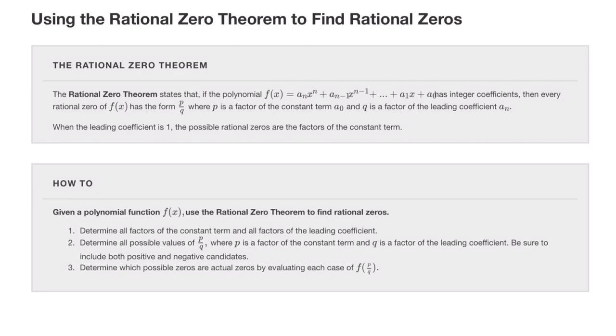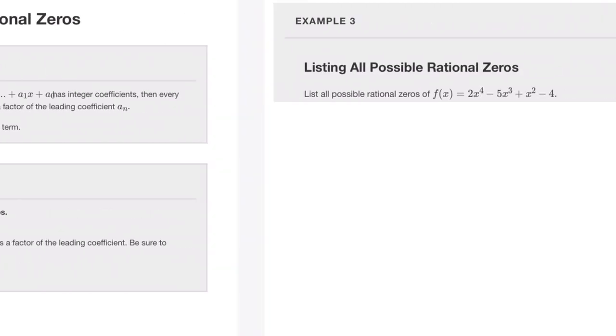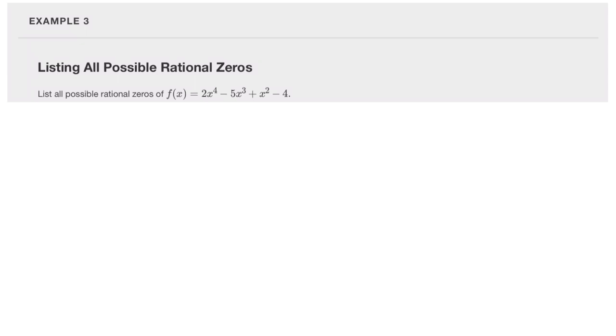And we can use that list to find the zeros of our polynomial, right? Now this just says list the possible rational zeros. It doesn't say find the actual zeros, right? So this is a showcase of the rational zero test. So we're going to say our p over q.